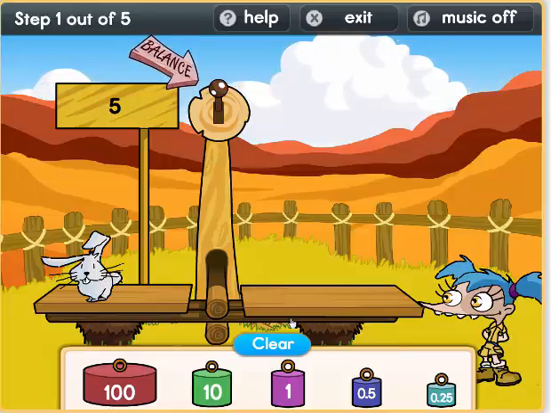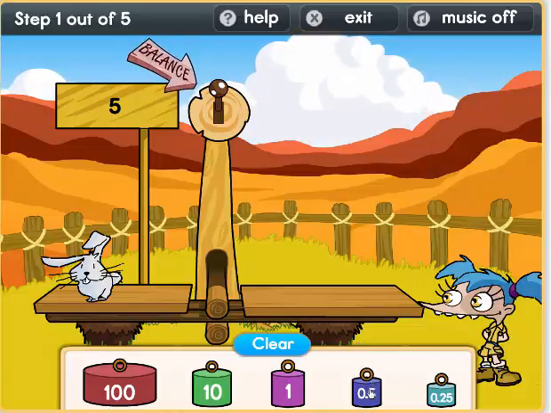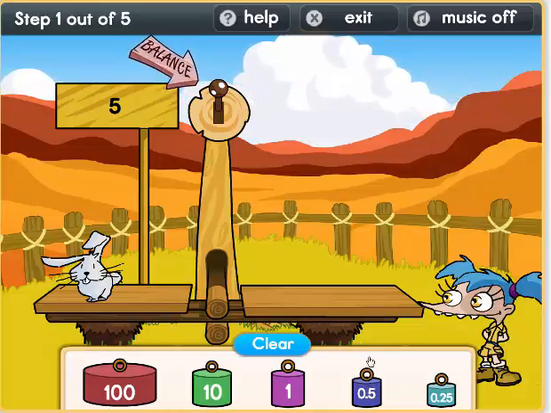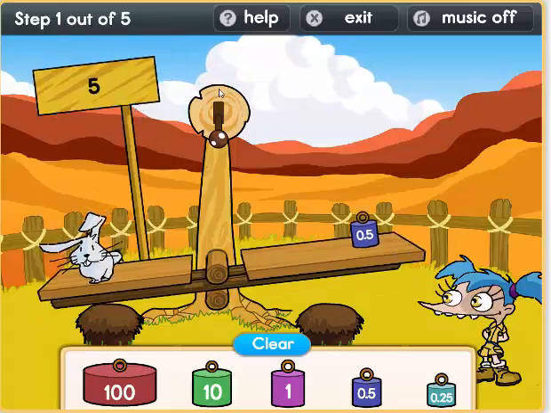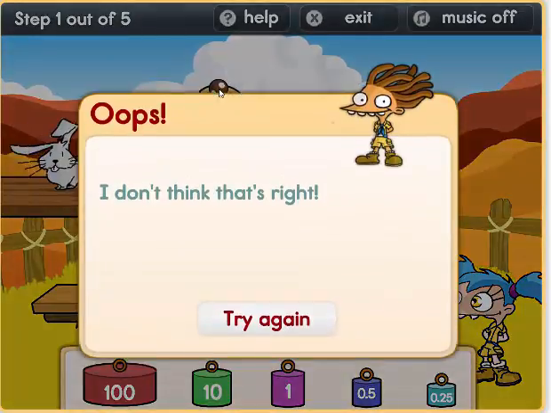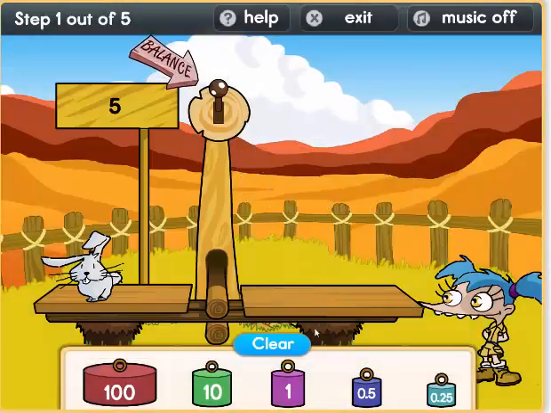What shall we put on? Should we put on 0.5? And see what happens? Will it balance? No! Oh dear. I don't think that's right! Why did that happen? Try again! I think because a rabbit weighs more.